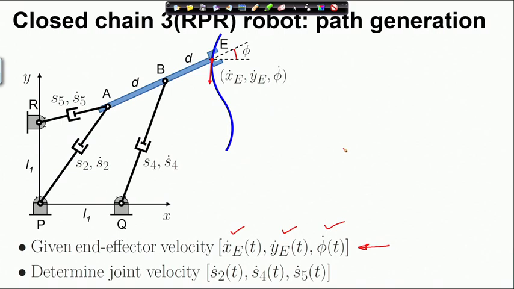What we need to find out is the actuator expansion rates. So, this vector S 2 dot, S 4 dot, S 5 dot. So, here are the actuators. We need to find out their expansion rates for a specified end effector trajectory or velocity. So, once given the end effector trajectory, we can always determine or calculate the end effector velocity.